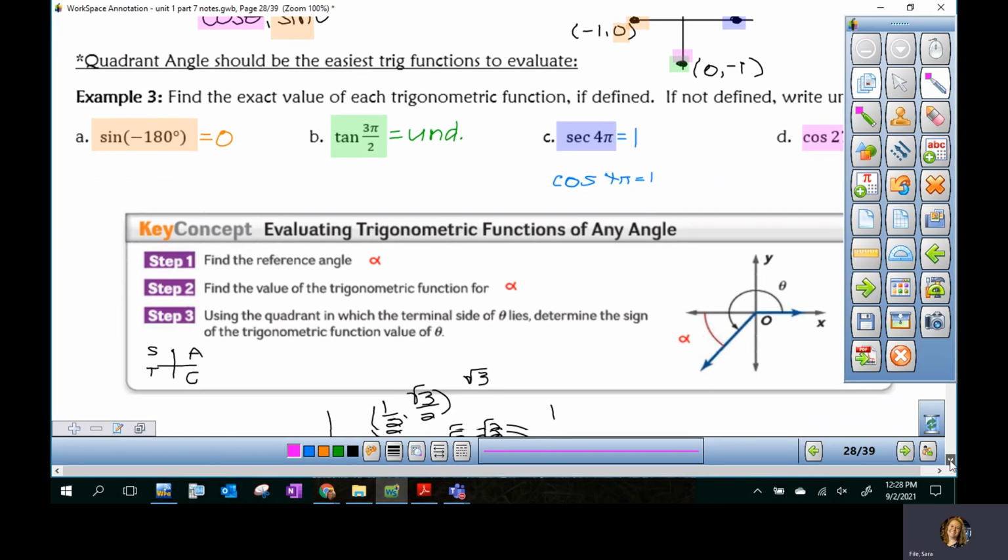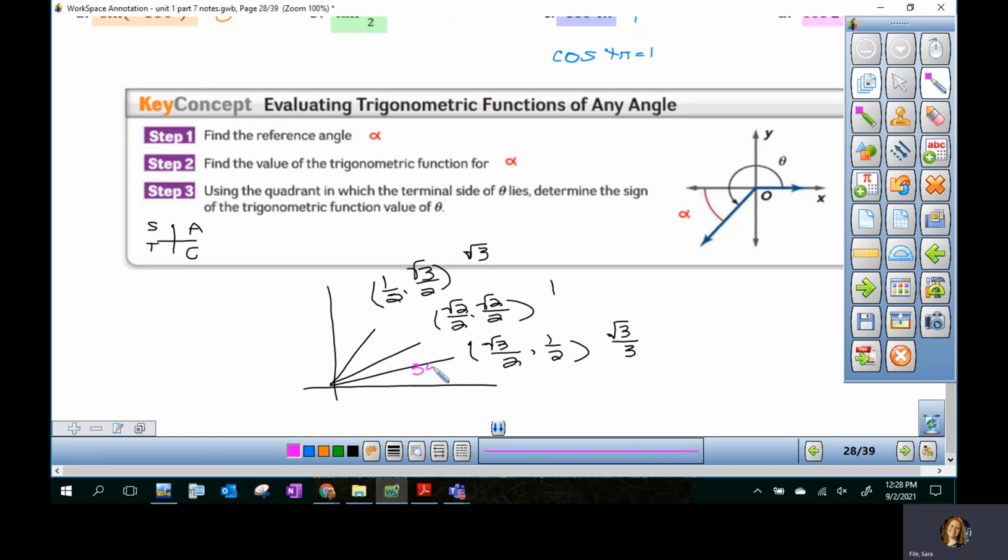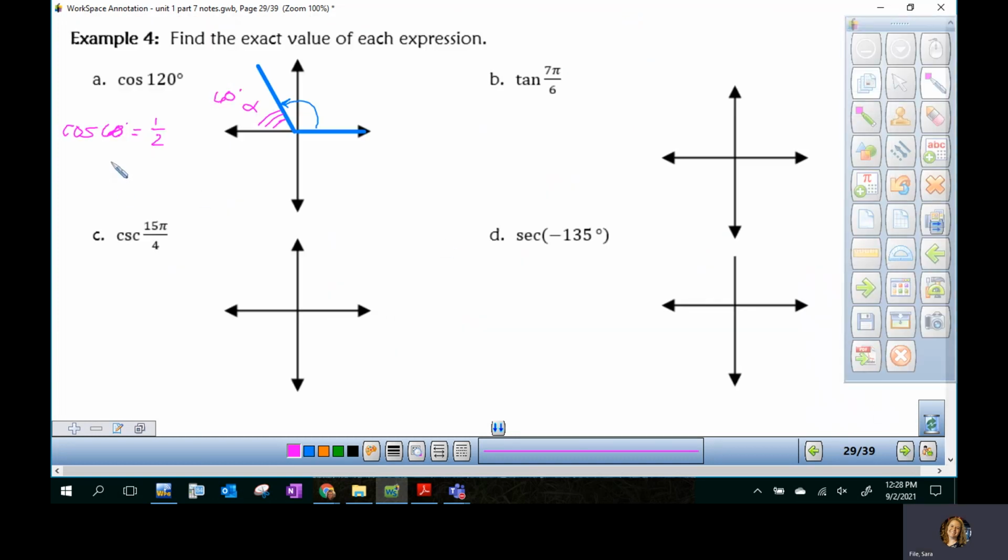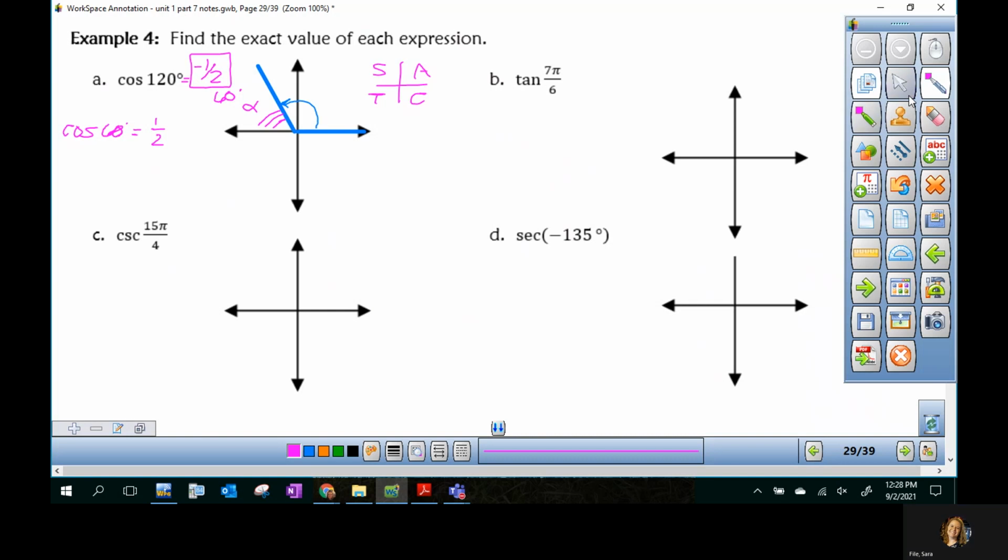Right? I just reviewed that with you. This was 30, 45, and 60. So cosine at 60 is 1/2. Okay, then you ask yourself, I know the answer is going to be 1/2, but should it be positive or negative? I'm in quadrant 2. All students take calculus. Quadrant 2, sine is positive, cosine's negative. So this should be negative 1/2. Does that make sense?